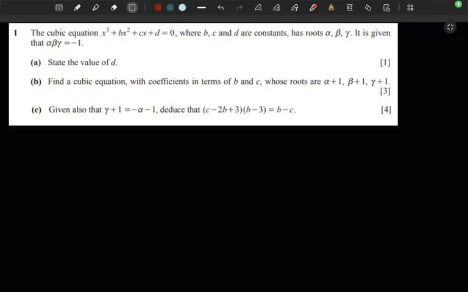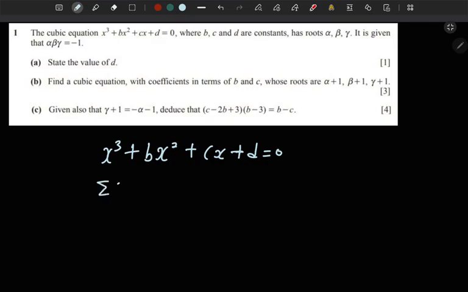So here you have to state the value of d from the given equation, and the equation is given to be x cubed plus bx squared plus cx plus d equals 0. Of course, we can get the sum of the roots, which is summation alpha, that is minus b, then summation alpha beta is going to be c, and the product of the roots, alpha beta gamma, is going to be minus d.